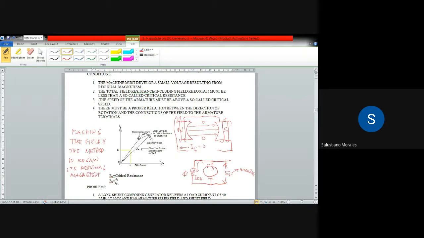So flushing the field, we're going to disconnect the connection of the field winding. Then after that, we're going to apply a DC voltage for a few seconds. Then after that, we have now the residual magnetism. So that is number one condition. There must be a small voltage resulting from residual magnetism. None, then you cannot build up the output of the generator.